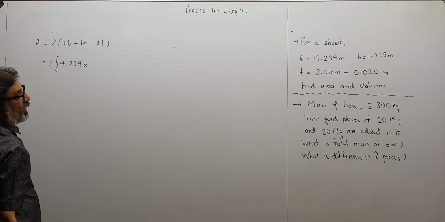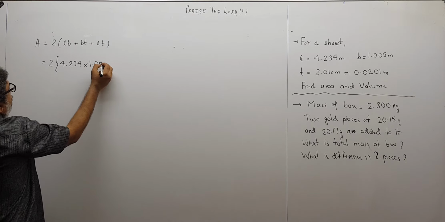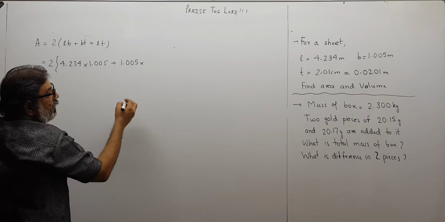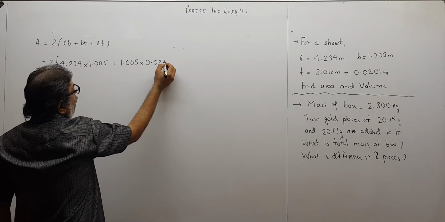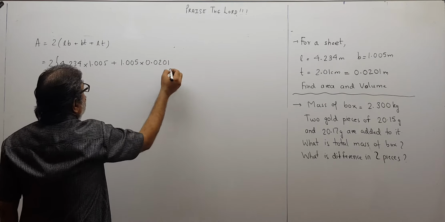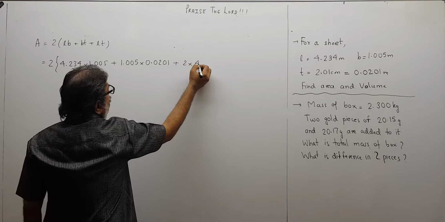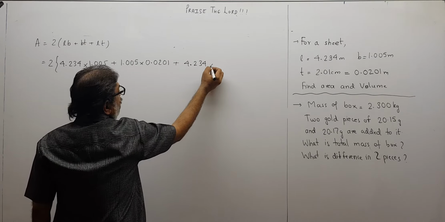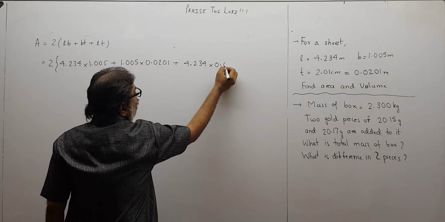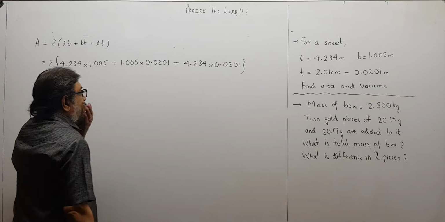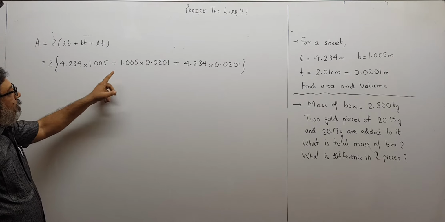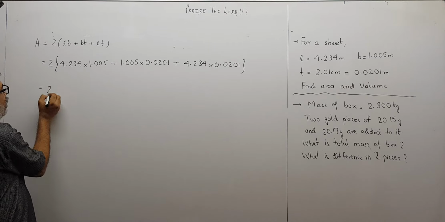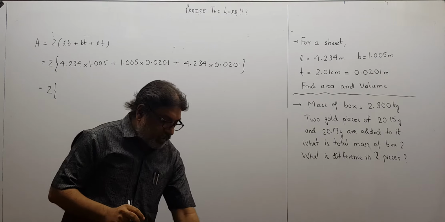4.234 into breadth is 1.005. 1.005 into thickness is 0.0201. Plus 2 into length, 4.234 into thickness is 0.0201, like this. So length into breadth, breadth into thickness, length into thickness. Now we multiply them. This is 2 into length into thickness.